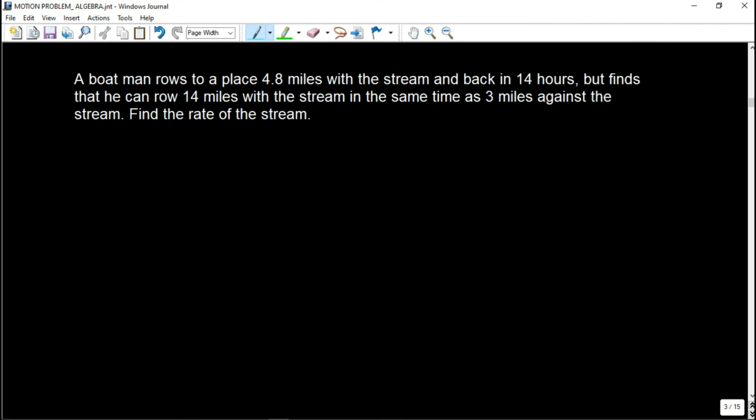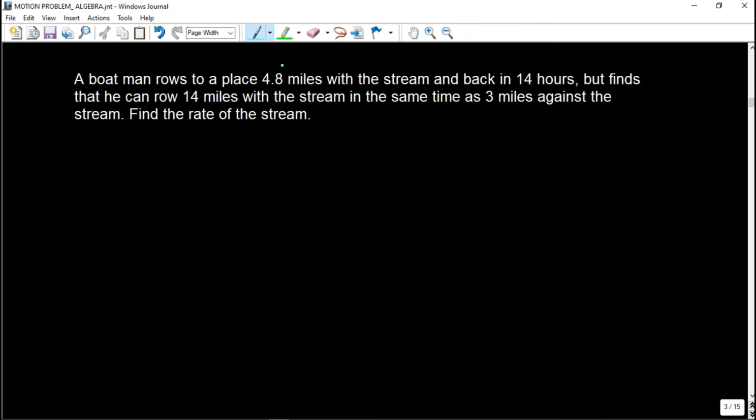Okay, we have here our last problem. A boatman rows to a place 4.8 miles with the stream and back in 14 hours, but finds that he can row 14 miles with the stream in the same time as 3 miles against the stream. Find the rate of the stream.